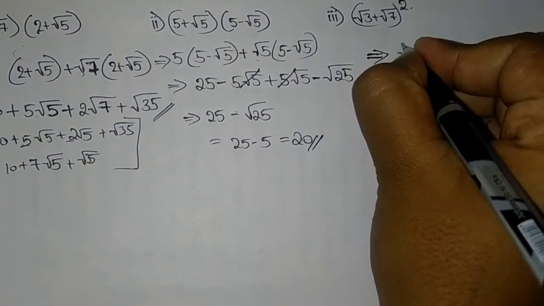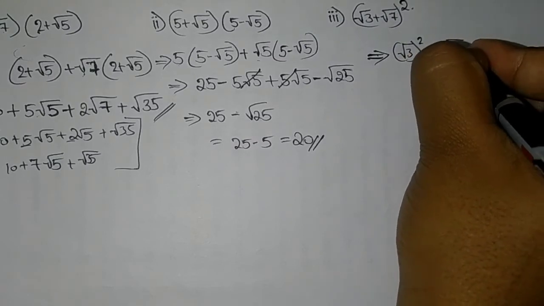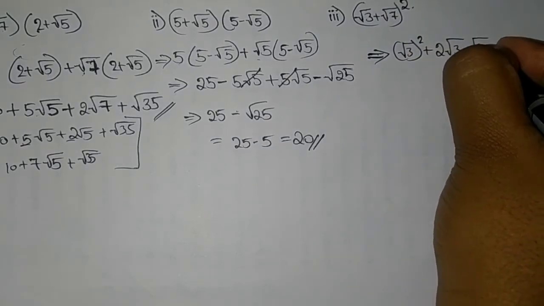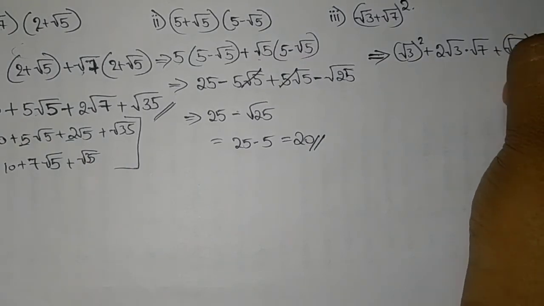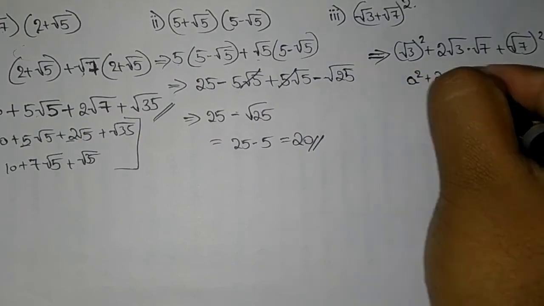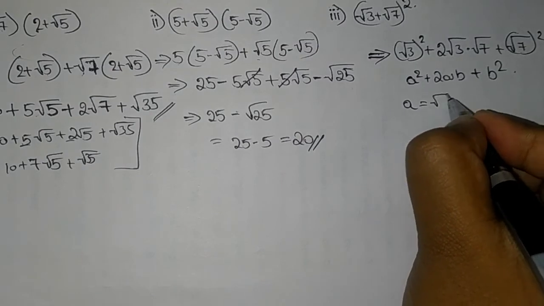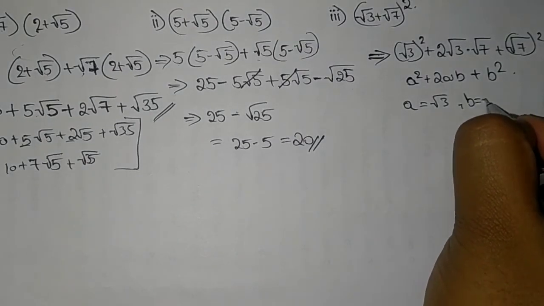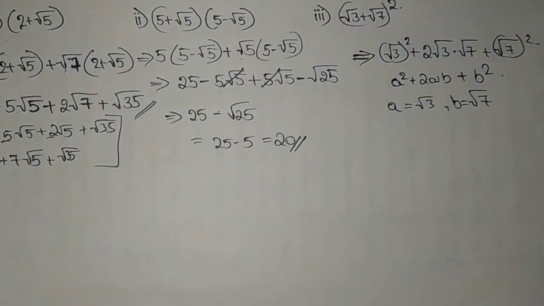Now a square, root 3 square, plus 2a, root 3 into root 7, plus b square, root 7 square. This is what? A square plus 2ab plus b square. Our a is root 3 and b is root 7. I wrote all these things to make you understand, because you need to be strong in your basics.